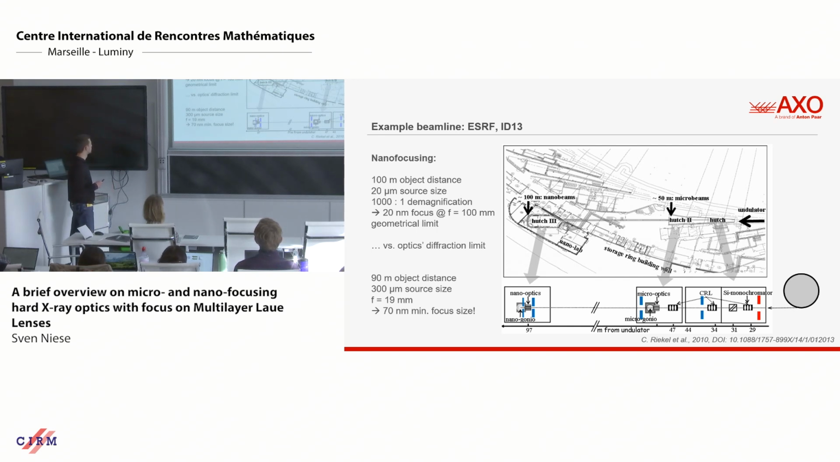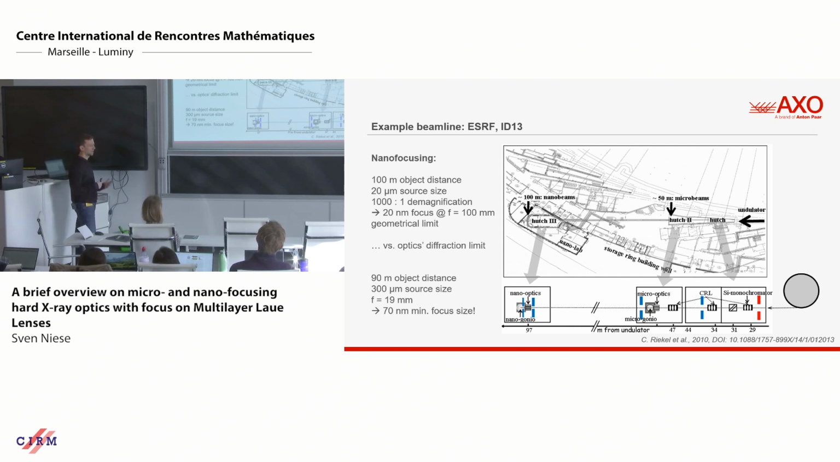You want to have a 1000 to 1 demagnification to get a 20 nanometer focus. This means you can only have a focal length of up to 100 millimeters, if you want to be at the geometrical limit, where your optics might be better. If you need more space for the experiment, for example 200 millimeters, then you can only realize a 40 nanometer focus.